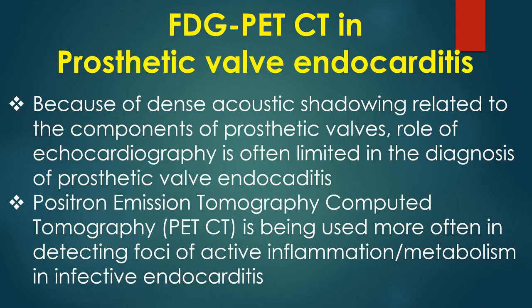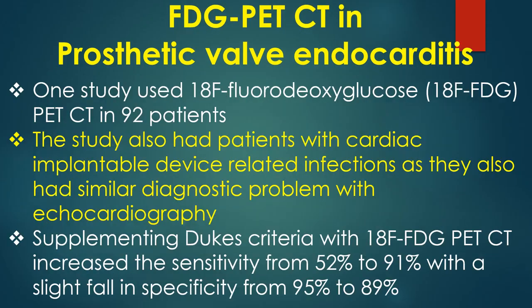Positron emission tomography is being used more often in detecting foci of active inflammation or metabolism in infective endocarditis. One study used 18-fluorodeoxyglucose PET-CT in 92 patients. The study also had patients with cardiac implantable device related infections, as they also had a similar diagnostic problem with echocardiography.